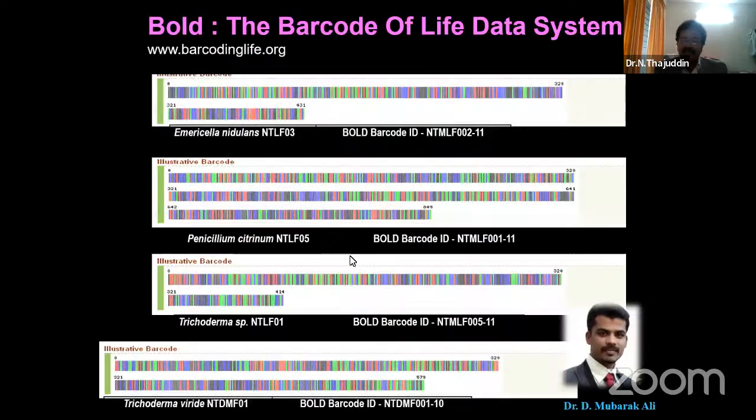And one of my students initiated the barcoding of fungi using the ITS sequences. Now the BOLD system is available in Canada. If you have a nucleotide sequence and you submit it, they will develop the barcode like this. So now we have standardized the barcoding technique using fungi. Now we are going to implement it with microalgae and cyanobacteria also.